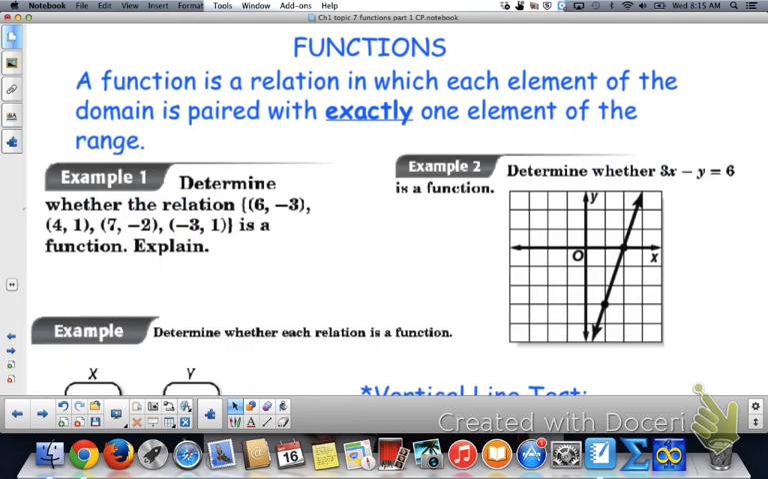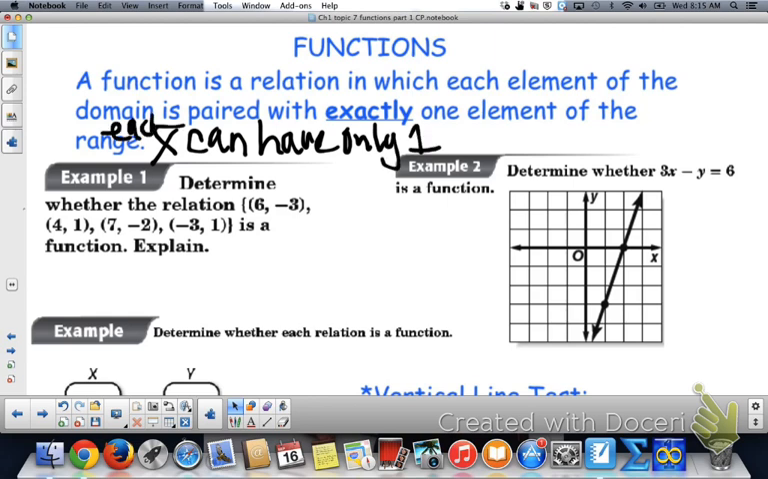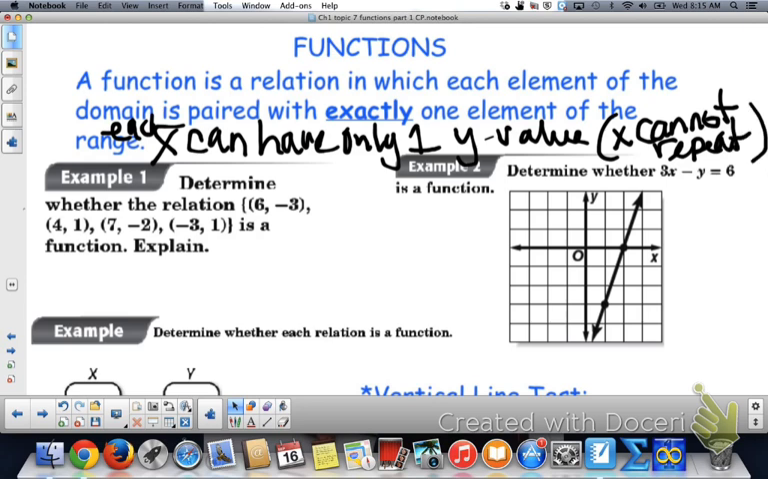All right, so these functions. Again, a function is a relation in which each element of the domain is paired with exactly one element of the range. So, determining whether something is a function or not: each x can have only one y value, which means x cannot repeat. So, example 1: determine whether the relation (6, -3), (4, 1), (7, -2), (-3, 1) is a function.